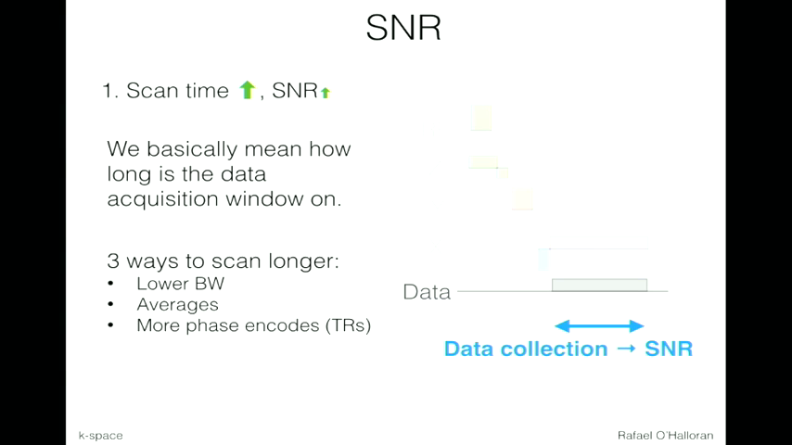So there are three ways that you can make this happen. If you lower the bandwidth, like we saw in the bandwidth slide, you get a longer readout because your samples are further apart. And if you have the same sampling, then that means your readout increases. You can also do more averages, so just do this more times and build up signal averages. Or you can have more TRs, more phase encodes. This might happen if you change field of view or resolution, but it's something that contributes to SNR increase. Just having more data acquisition windows on.